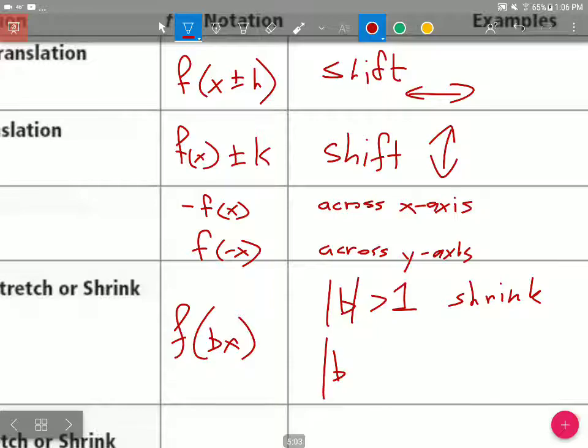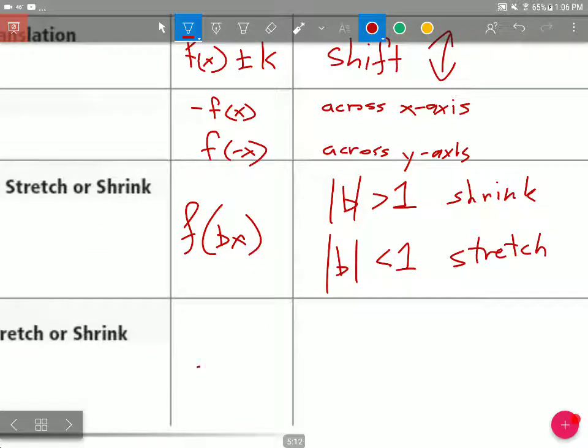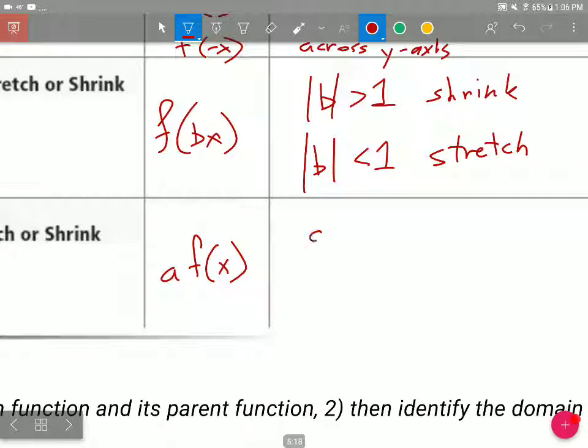The absolute value of b, if it's less than 1, that is a stretch. All right? And then last but not least, your a of f of x. If you're multiplying on the outside, well, if it's bigger than 1, it's a stretch. Just like you would think so. If it's less than 1, it's a shrink.